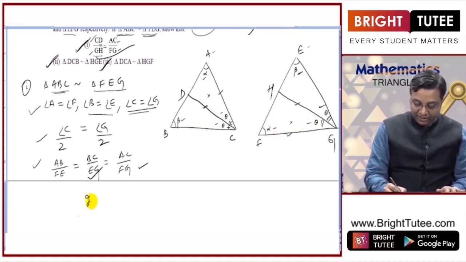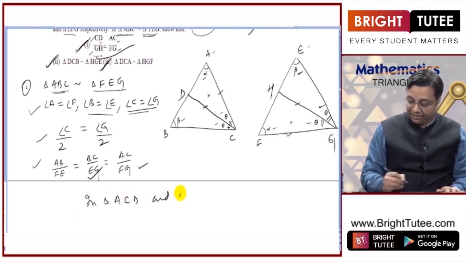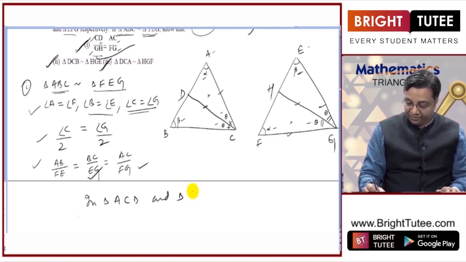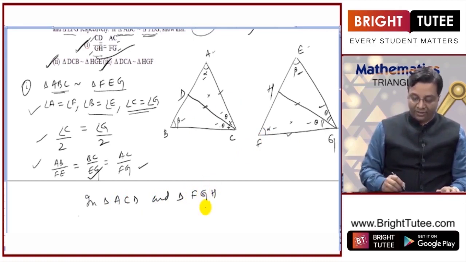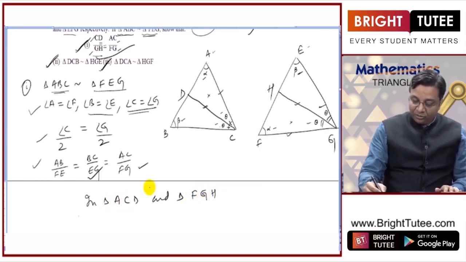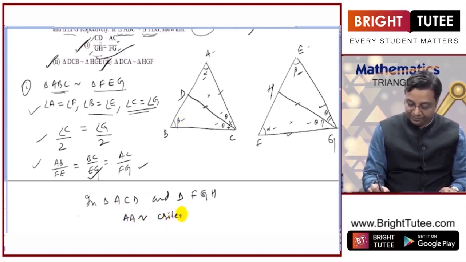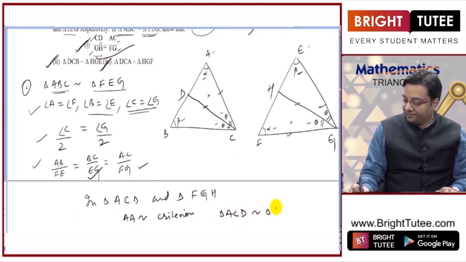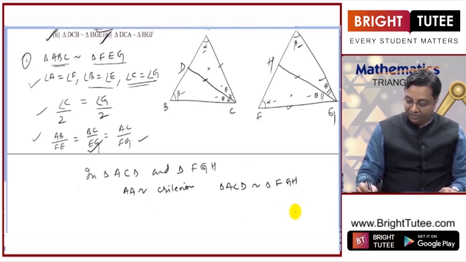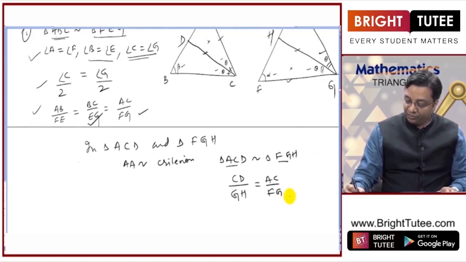So in triangle ACD and triangle FGH, we can see that two angles are equal. So by the angle similarity criterion, triangle ACD is similar to triangle FGH, and now I can talk about that ratio. CD by GH is equal to AC by FG. That is what I had to prove.